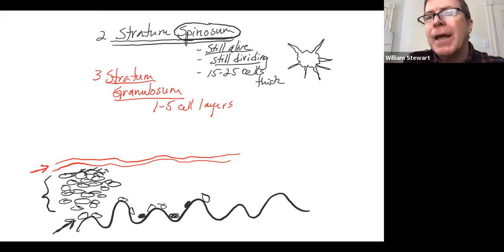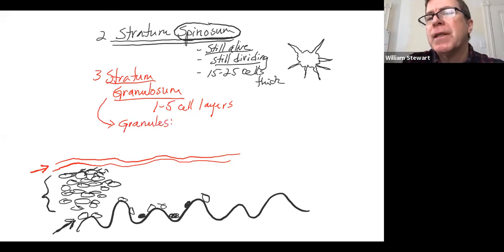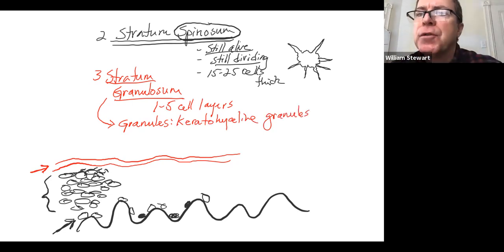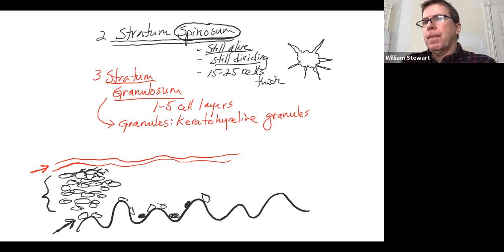The stratum granulosum gets its name because the cells in this layer produce 2 different types of granules. The granules that are produced by the cells in this layer are called keratohyalin granules. And what these do is they massively produce the protein keratin, that tough fibrous protein. I'm just going to draw an arrow and write keratin.